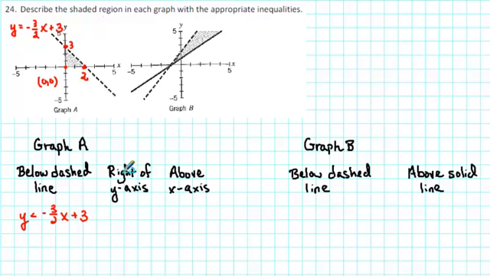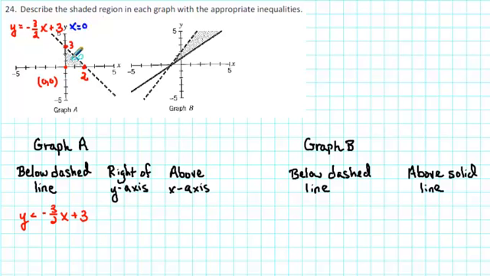Alright, next the region is to the right of the y-axis. So we're going to go ahead and find an equation for the y-axis and then determine the appropriate inequality. Along the y-axis we've got different points. We've got the point 0, 0, 0, 1, 0, 2, 0, 3. Notice that all those points have the same x-coordinate. The x-coordinate is 0. So the equation of the y-axis is simply x is equal to 0.